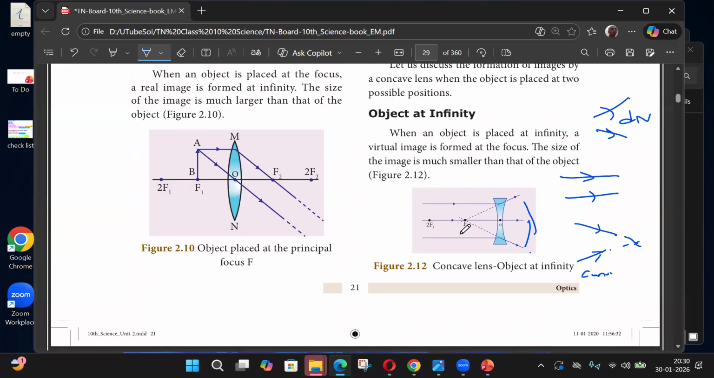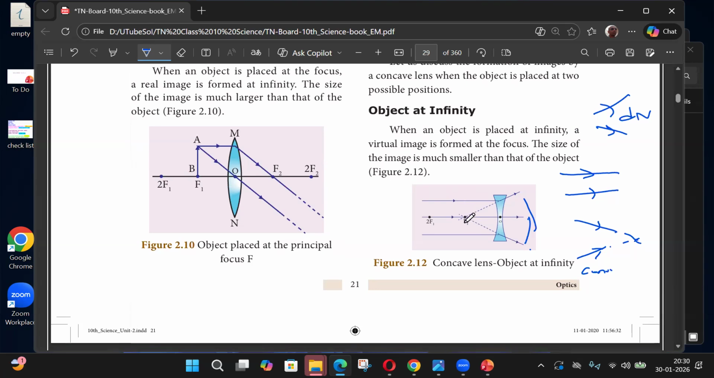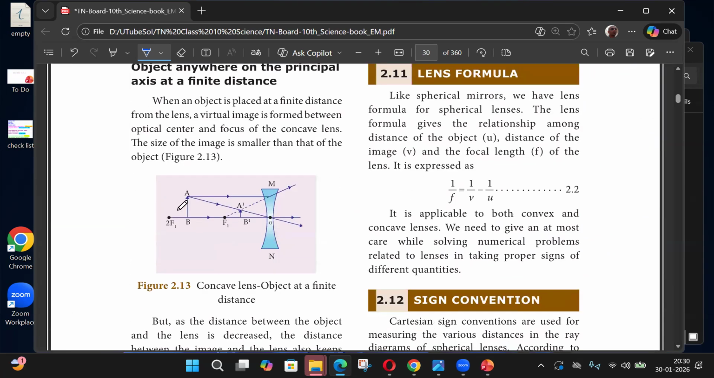Concave lens, its number of cases is less because whenever the object is so far away, it's a parallel beam, it will produce divergent rays. So it forms a point image at the focus. When you come closer, wherever it is, it will always produce divergent rays. So you have to project it backwards and get an erect image here.